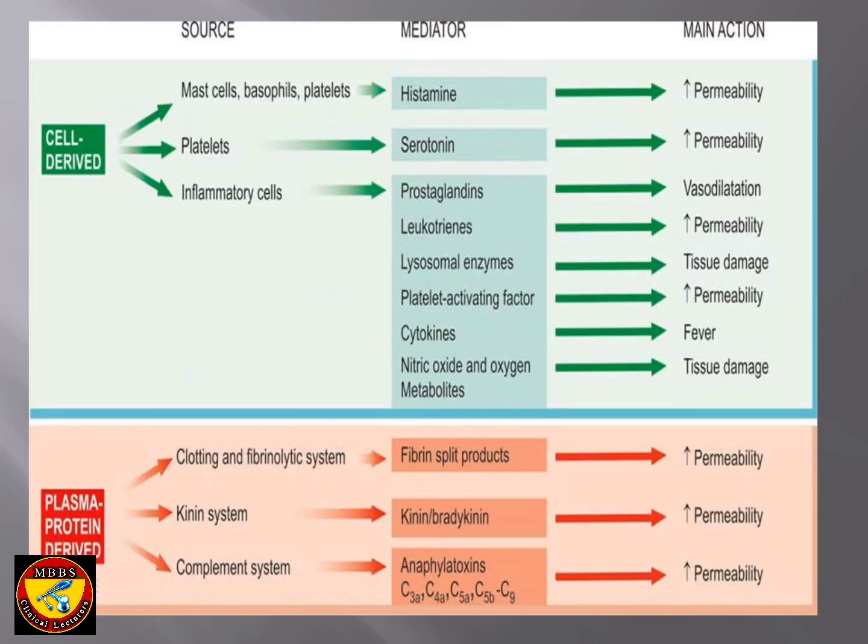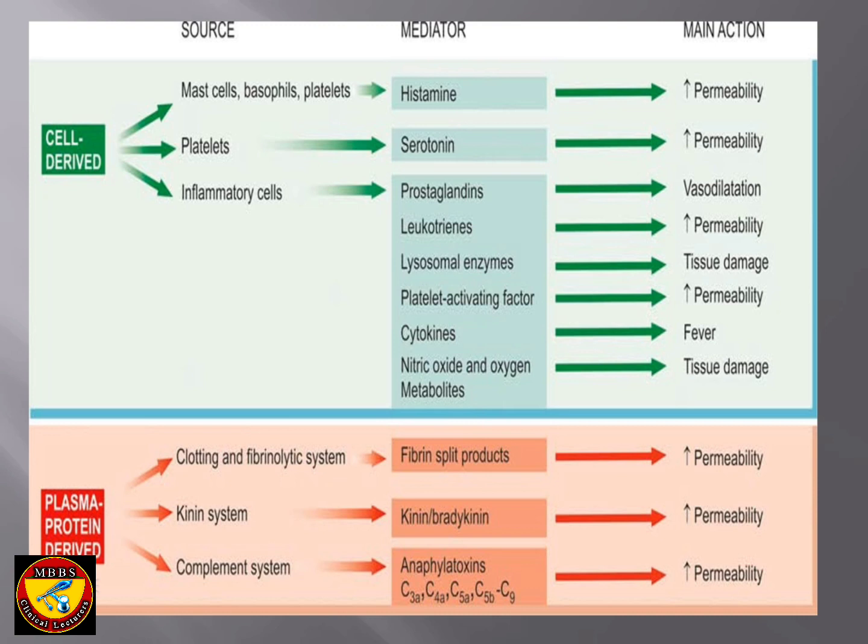And this is a diagram, a table in which you can have a quick review over the source, mediators and main action of different chemical mediators, right? So basically it is divided into cell-derived and plasma protein derived. It means some cells are secreting chemical mediators, like mast cells, basophils, platelets, and inflammatory cells like lymphocytes, leukocytes, and monocytes.